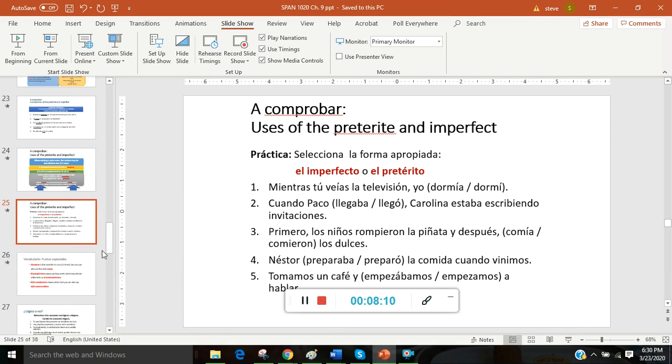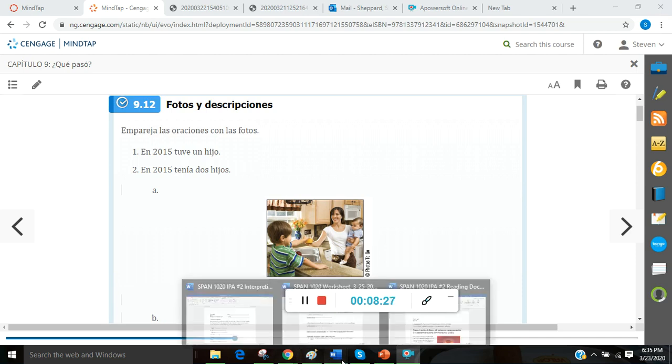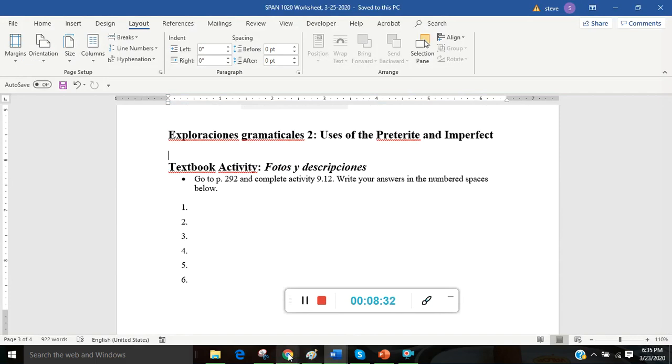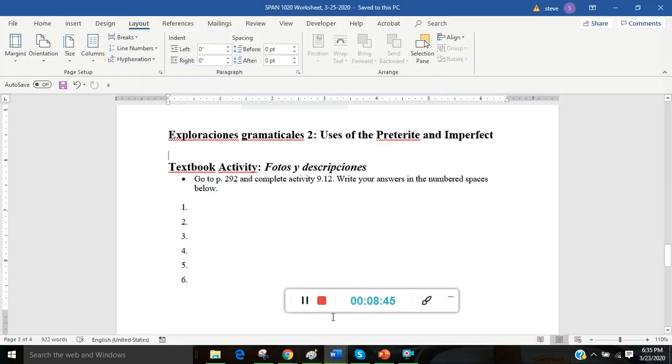Okay, at this point, we're going to go to a textbook activity, and let me pause while I pull up MindTap. Ok, estamos en el libro de texto, página 292, actividad 9:12, fotos y descripciones. Now, at this point, you will use the worksheet to answer those 6 questions, just as they appear in MindTap. Dice empareja las oraciones con las fotos. Okay, so we'll put the answers here, and I'll be posting the answers after the due date for this activity.